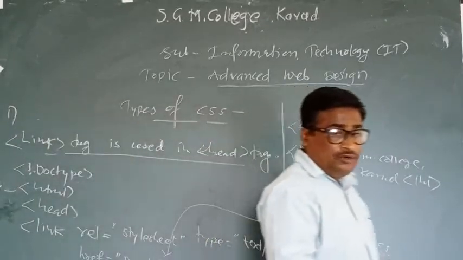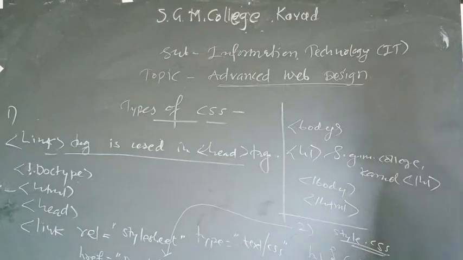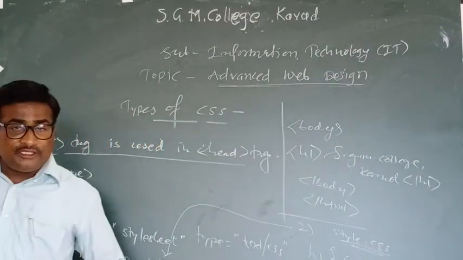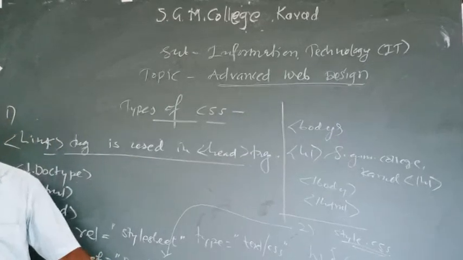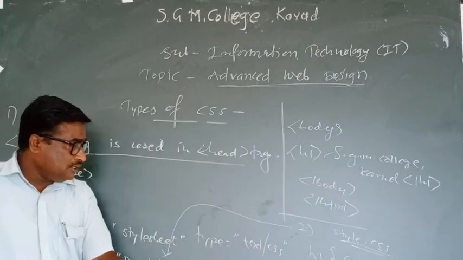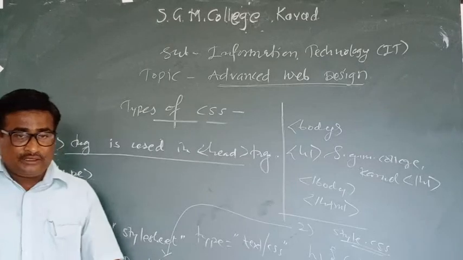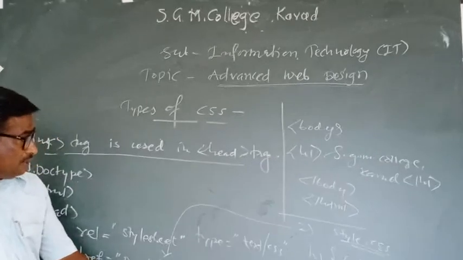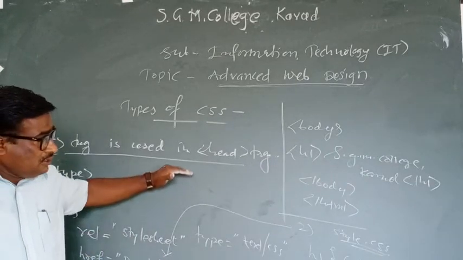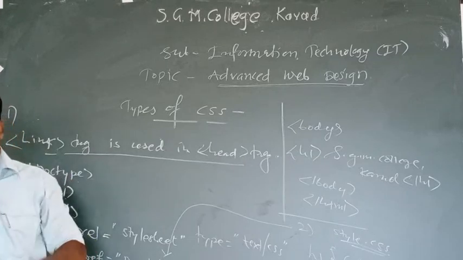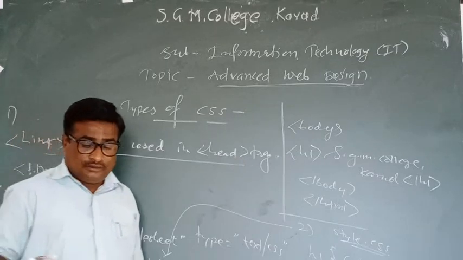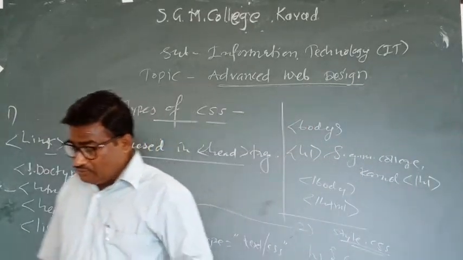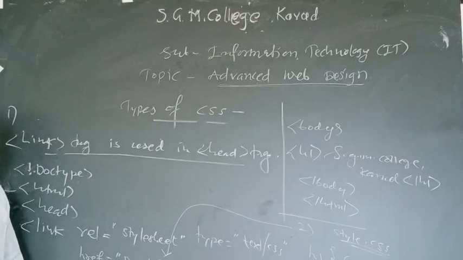For that purpose, we have learned three types of CSS. First one, inline CSS, second internal CSS, third is external CSS. Why is it called external? Because the style is applied externally, and that file is saved with .css extension. Okay. These are the basic three types of CSS.